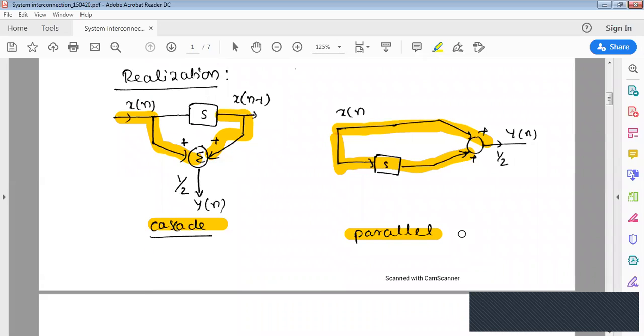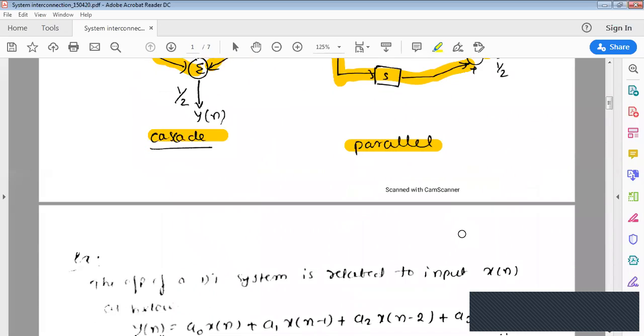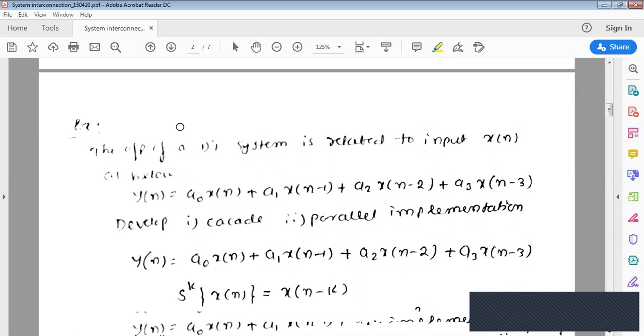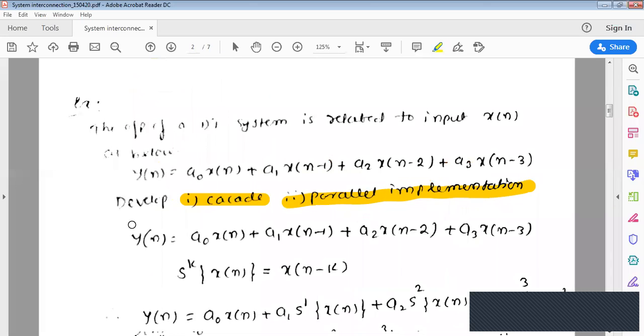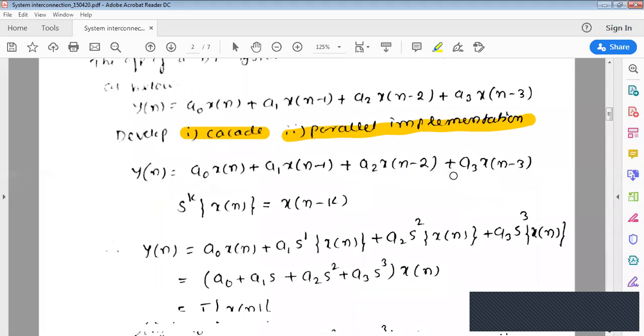Yes, sir. Okay. Now I'll take one more example. An output of a discrete time system is related to input x of n as follows. See here, y of n is equal to a0 x of n plus a1 x of n minus 1 plus a2 x of n minus 2 plus a3 x of n minus 3. This is your input output relation. Now I have to design a system in a cascade representation, and another in a parallel representation. So first write the system: y of n equal to this much.